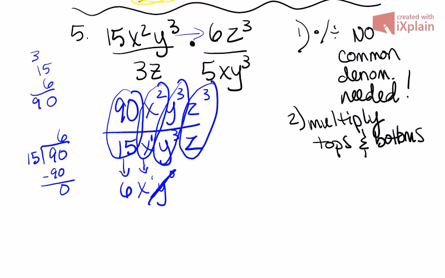So I don't really need that there. Z cubed over z to the first. Again, I'm subtracting 3 minus 1. That gives me z squared. So my final answer should be 6xz squared.